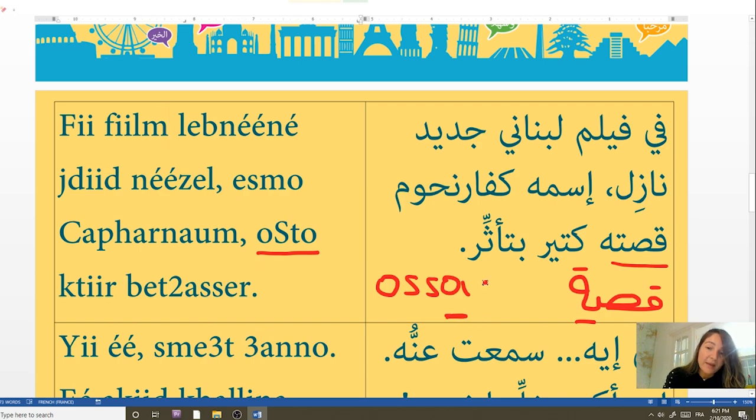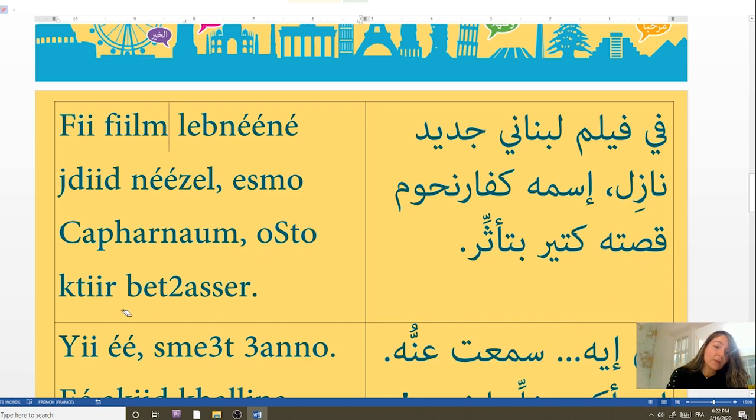But the moment I add the possessive ending to it, which is the o, let's write here a t that is silent. I'm not going to say qissa-o, no, I will say qissato. And this a sound is kind of disappearing, so I'm saying qissto rather than qissato, okay? So, قصته, its story.